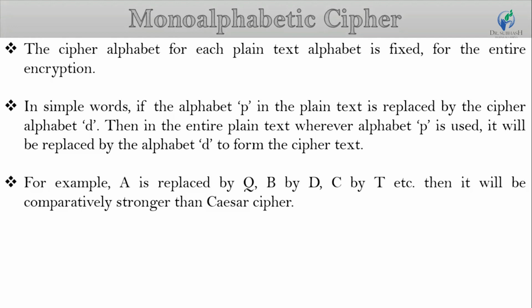In English, the alphabet E is the most common letter, followed by T, R, N, O, and A, etc. Letters like Q, X, and J are less frequently used. So I hope you can understand monoalphabetic cipher techniques.